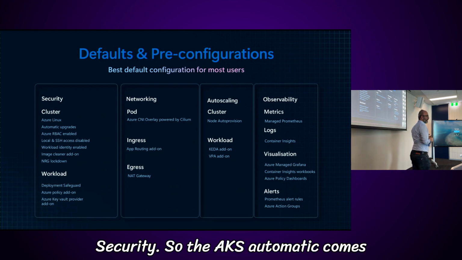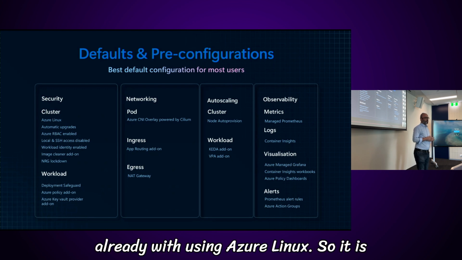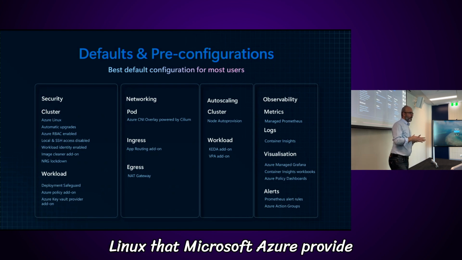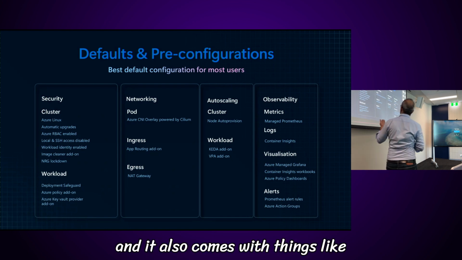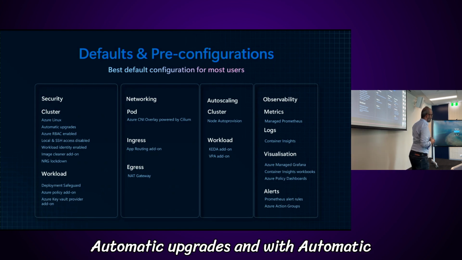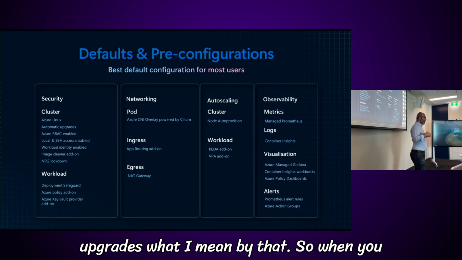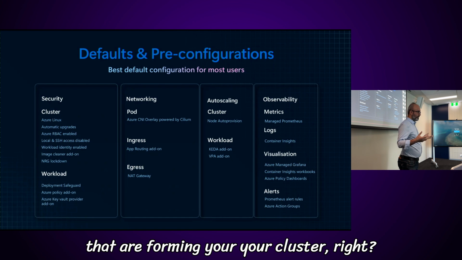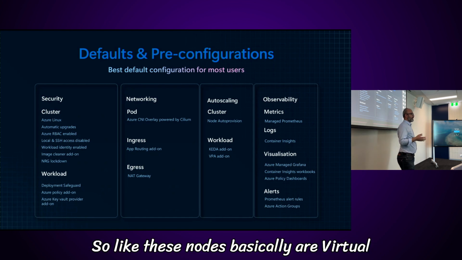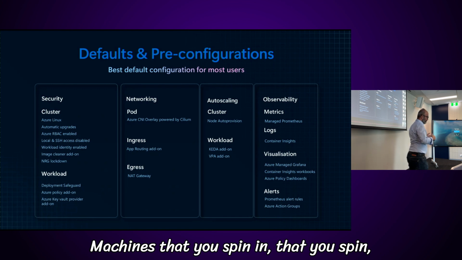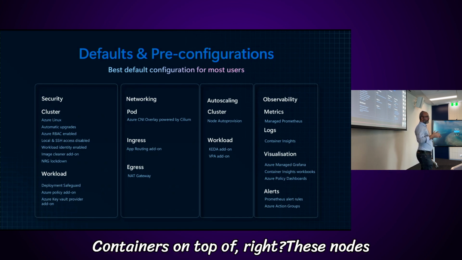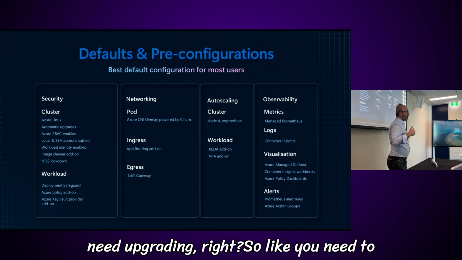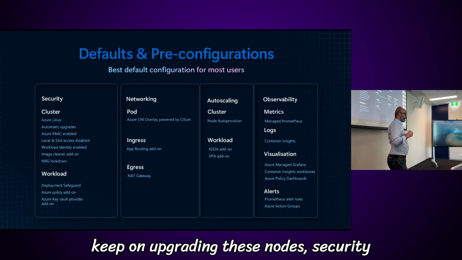AKS Automatic already comes using Azure Linux, a secure, hardened Linux that Microsoft Azure provides. It also comes with automatic upgrades. What I mean by that is, when you spin up an AKS cluster, you've got nodes that form your cluster, right? These nodes are basically virtual machines that you spin up, and then you provision your pods and containers on top of them. These nodes need upgrading, so you need to keep upgrading and security patching these nodes.